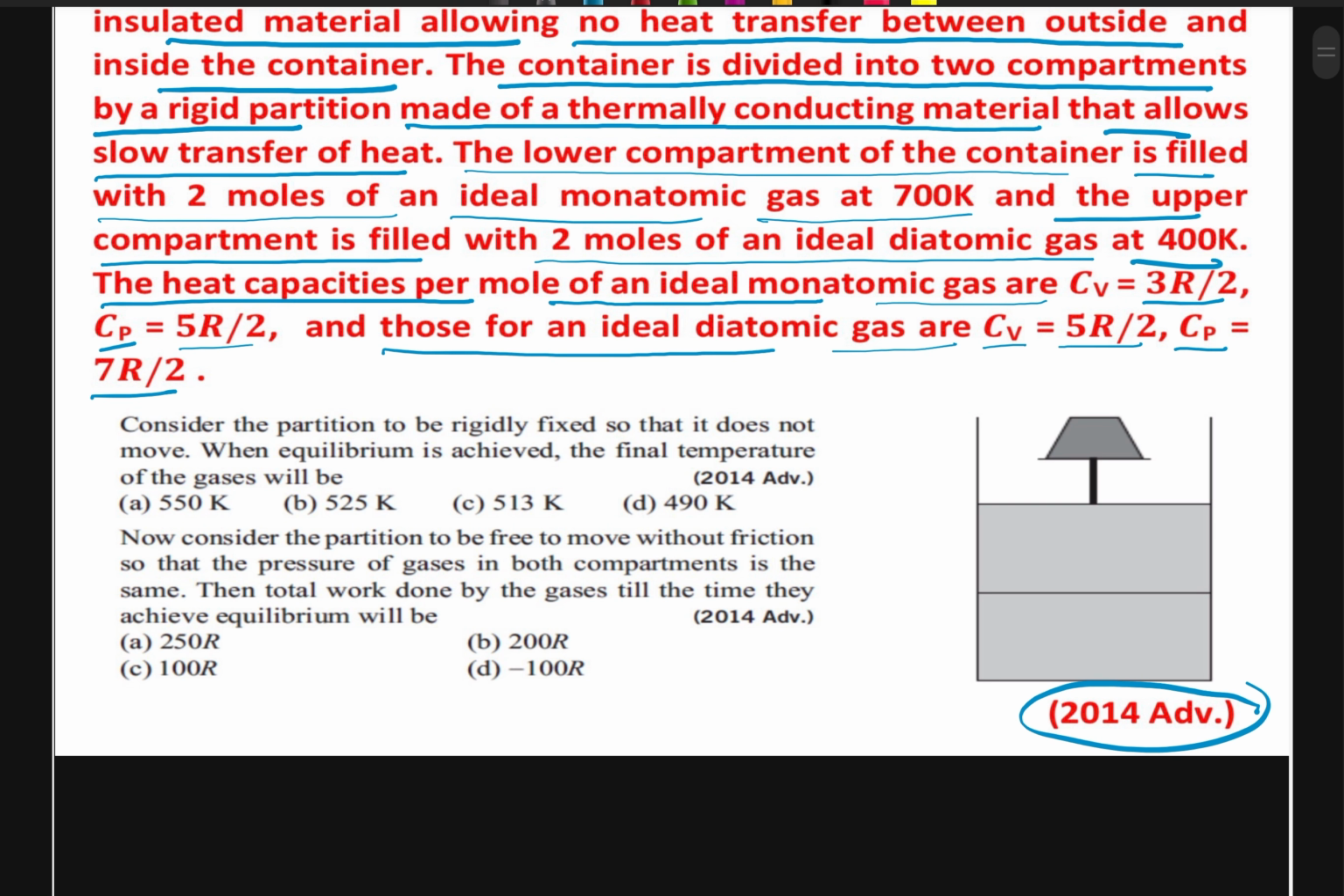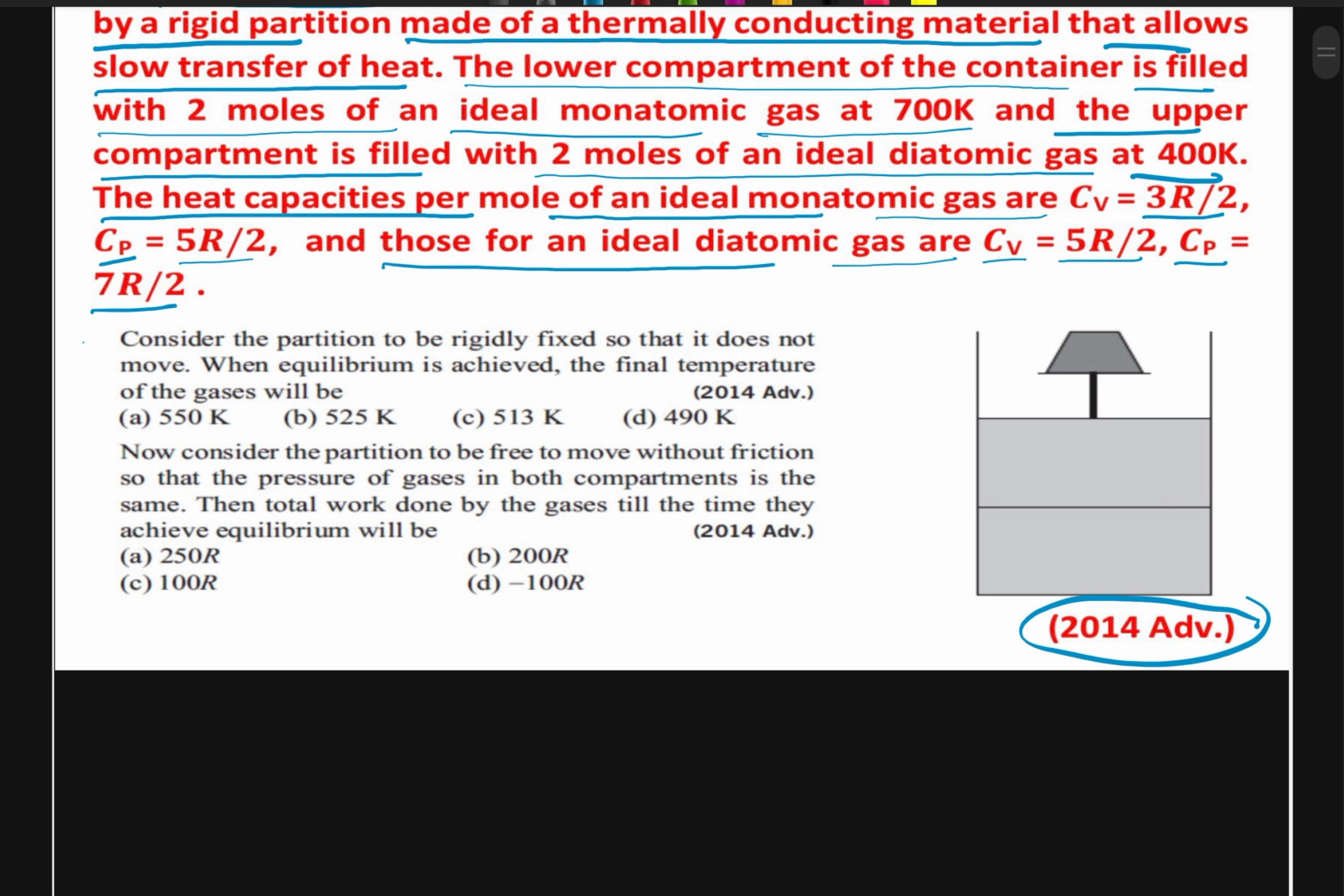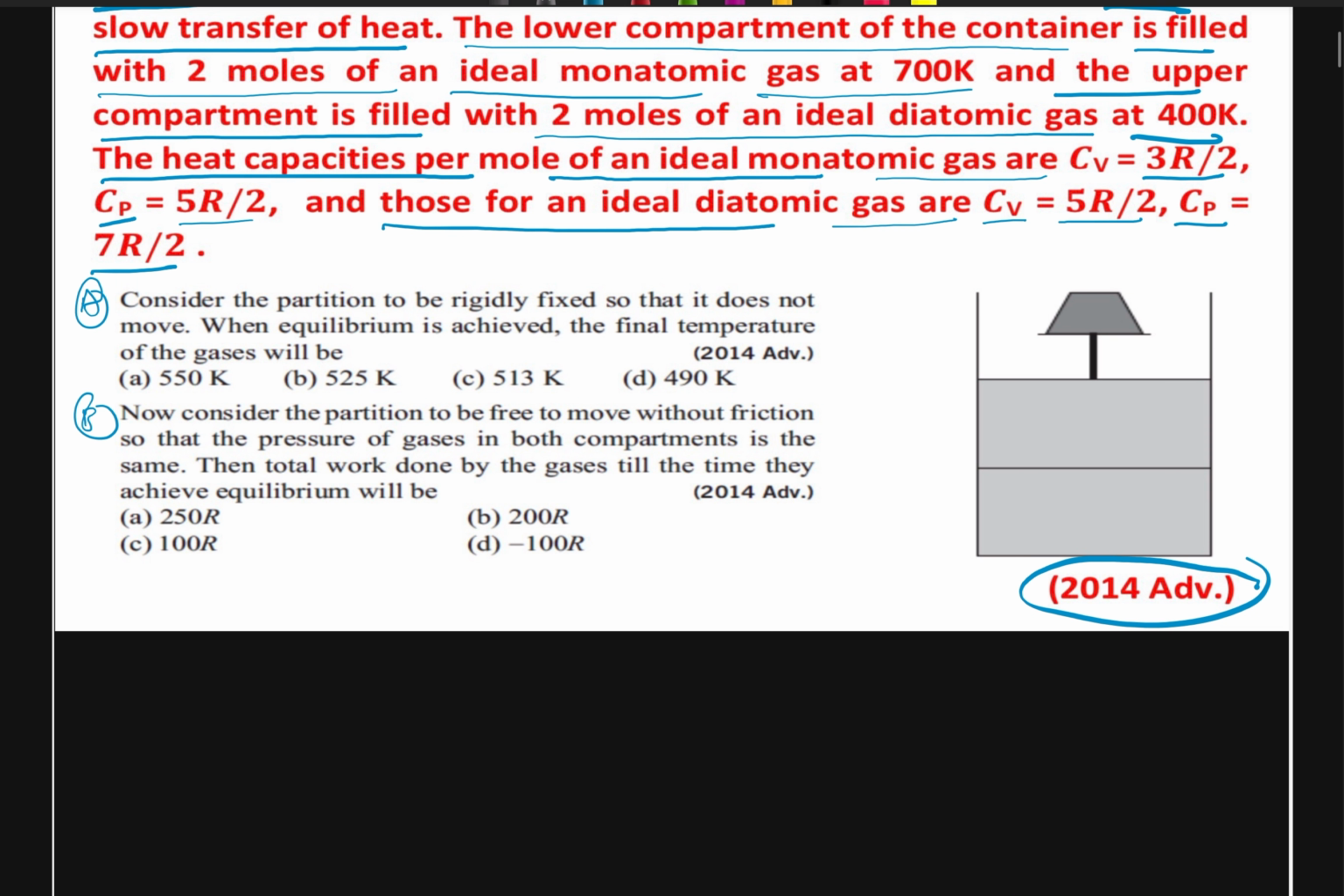So based on this we are having two questions. So this is part A and we have a part B, and it states that first, part A: consider the partition to be rigidly fixed so that it does not move. When the equilibrium is achieved, the final temperature of the gases will be.